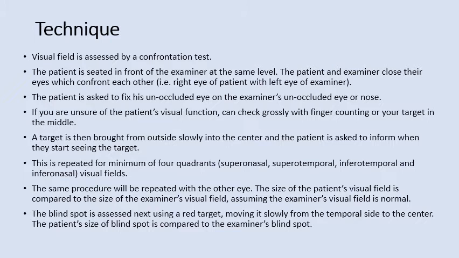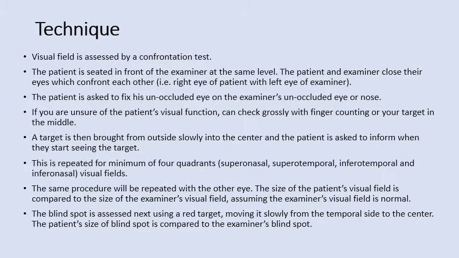The patient will be asked to inform you when they start seeing the target. This is repeated for a minimum of the 4 quadrants: the superior nasal, superior temporal, inferior temporal, and inferior nasal visual field. The same procedure is repeated with the other eye. The size of the patient's visual field is compared to the size of the examiner's visual field, assuming that your visual field is normal as a doctor.